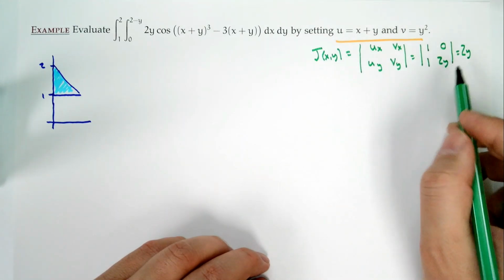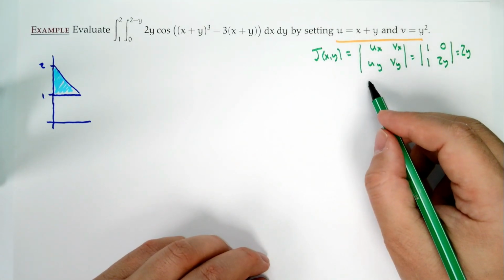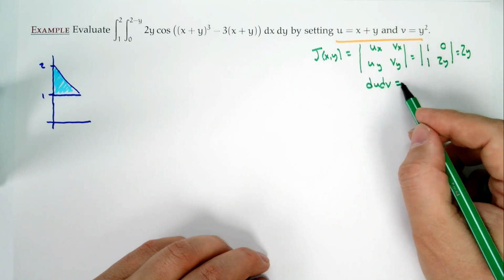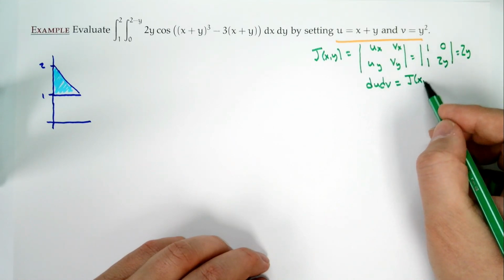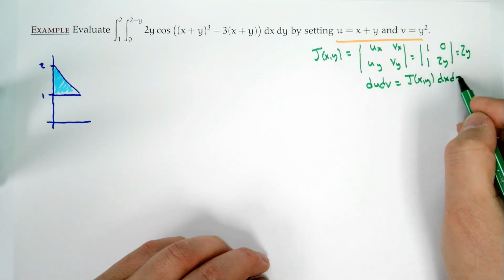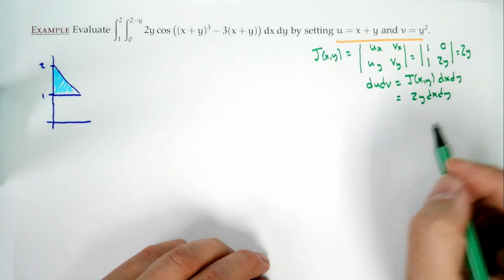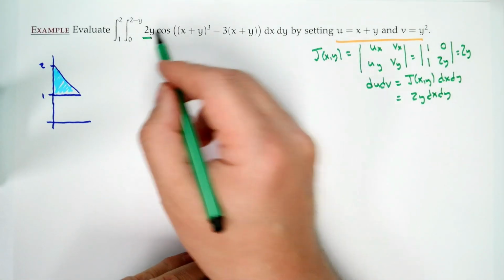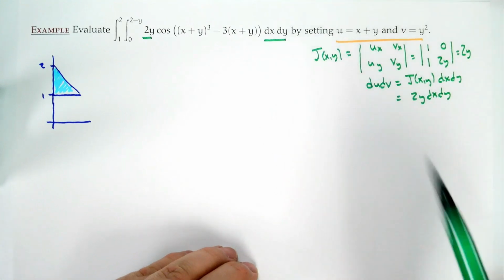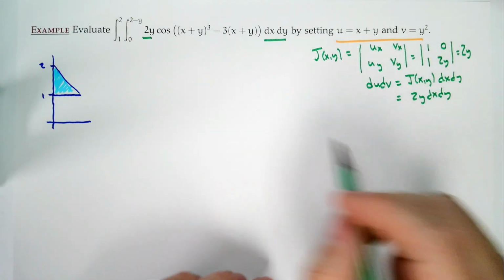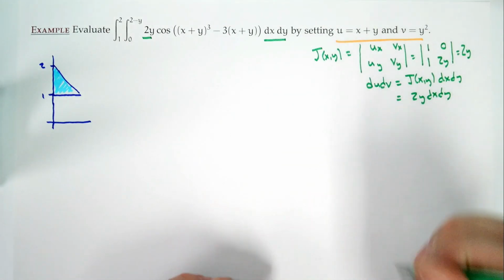Now what does that tell us? Well, it says the following: that du dv is equal to the Jacobian xy dx dy, or 2y dx dy. You'll notice we have a 2y dx dy. So that part of the integral goes into the change, into the area dilation part. All right, so that's the Jacobian.